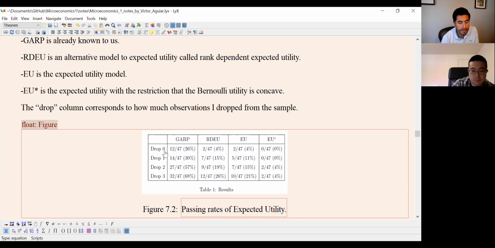So in the first part, almost nobody is passing. This is in the symmetric treatment only. That's why it's only 47 individuals. So you have here 26%, and as I drop 3 observations, I go to 68% of individuals passing rationality. But if I check expected utility, I'm going to see that only 21% pass, right? And if I check expected utility with concavity, I only have 4%.